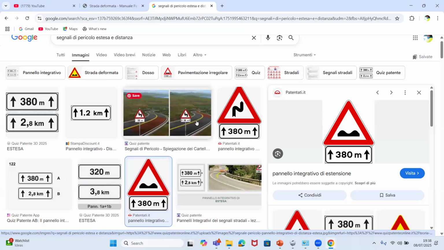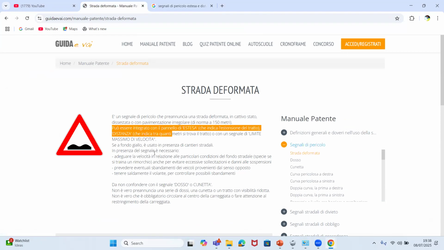Exactly. I'm happy you guys understand. So I'm very happy now. We can go on break, and you guys have learned something very important. To tell you the truth, many people still have not gotten this, the difference between estesa and distanza. So you have understood this thing, and in the exam they'll put it in capital letters because it's very important. You will see it in every segnale di pericolo, not only pericolo, every segnale. It's always there.